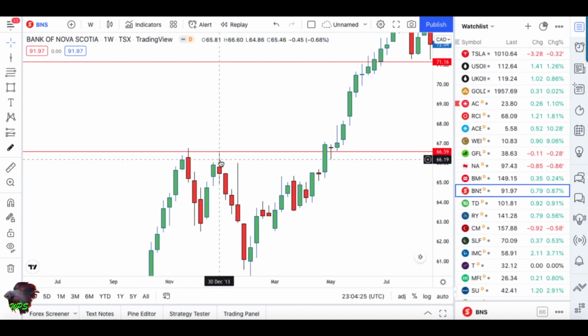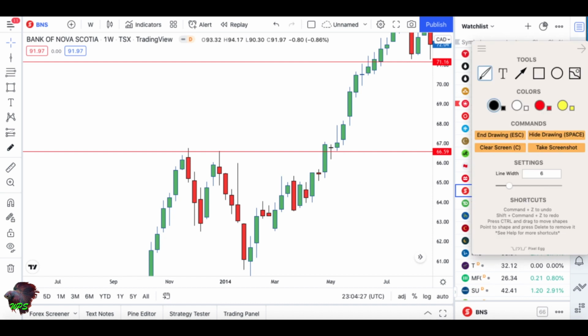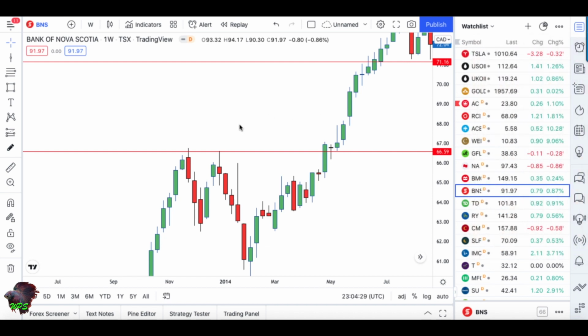So take a look at the peak right here. Let me take my tool. Take a look at the peak right here. Okay, so these two peaks are not the same. They're not exactly the same. This is why I always talk about the area of the trading area.